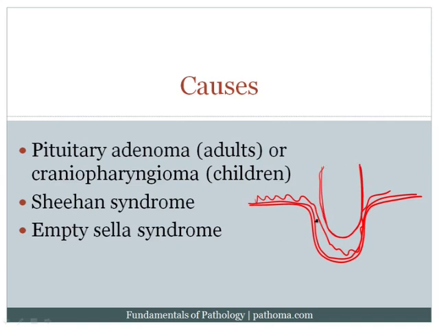Now if there was herniation of arachnoid and CSF into the sella, that would compress the normal pituitary, and as it compressed the normal pituitary, the pituitary would then be destroyed, resulting in something called empty sella syndrome.